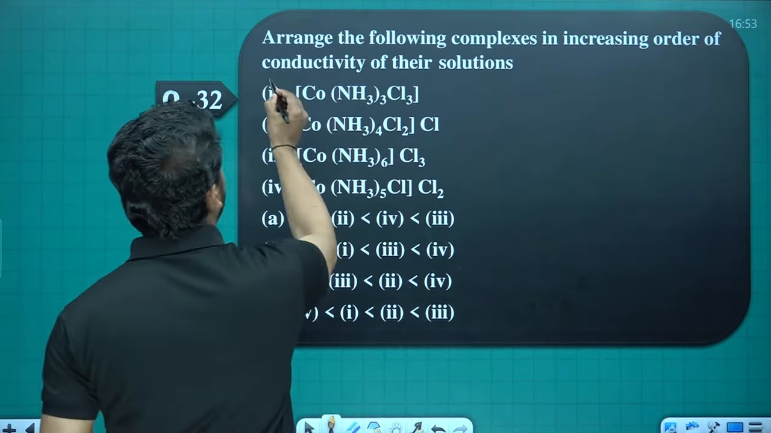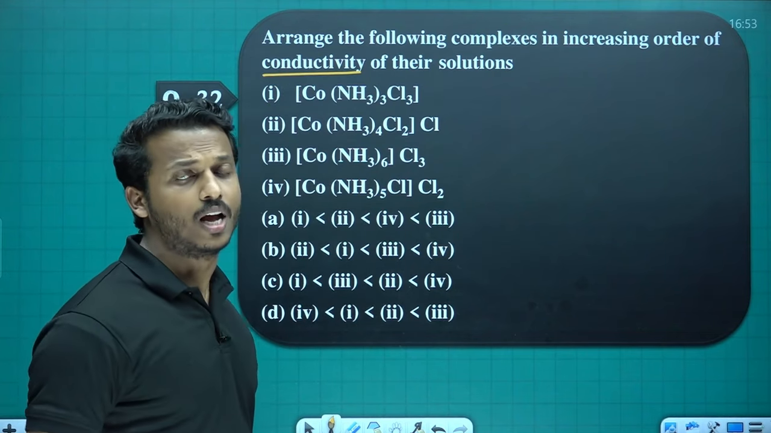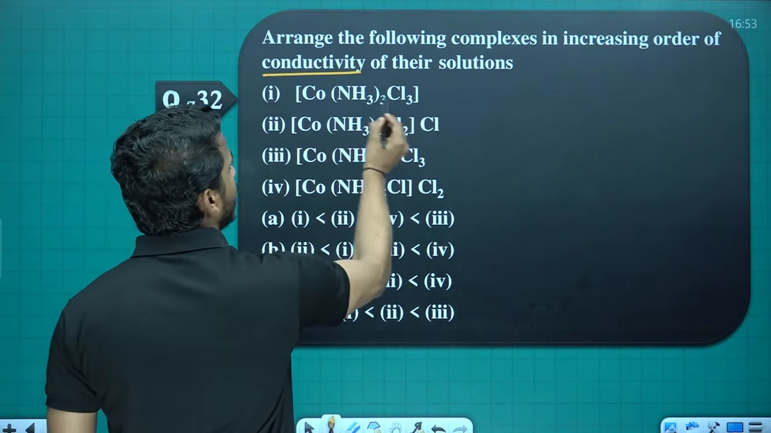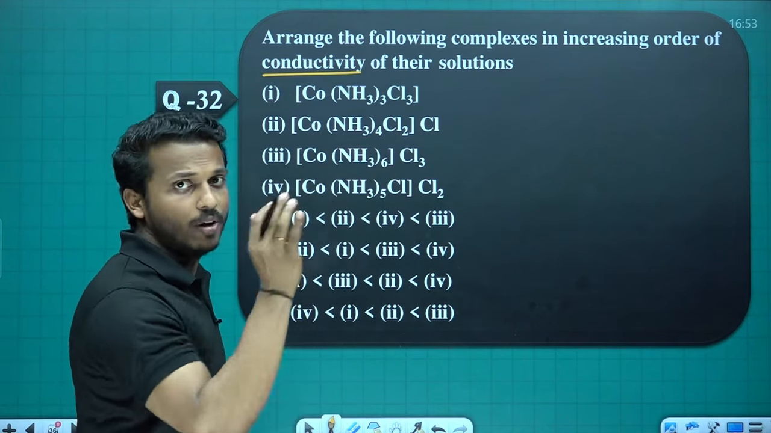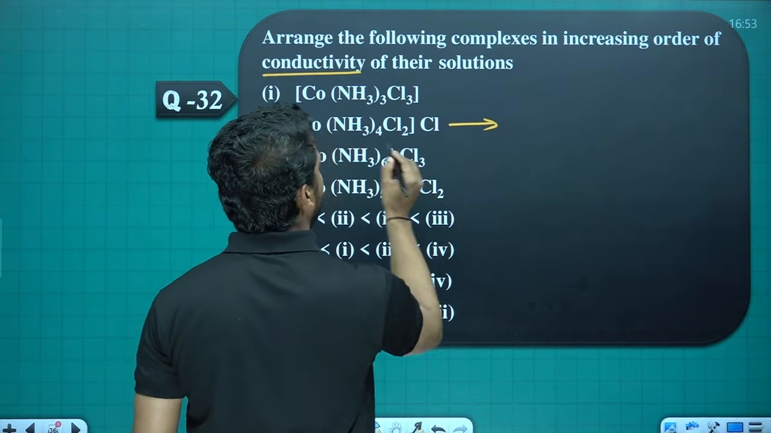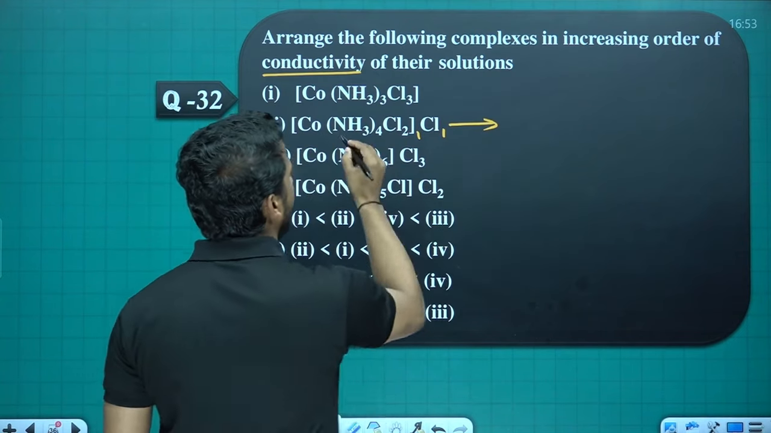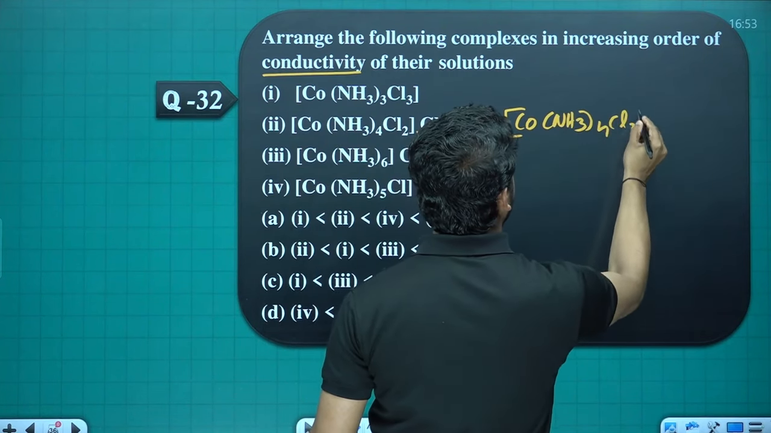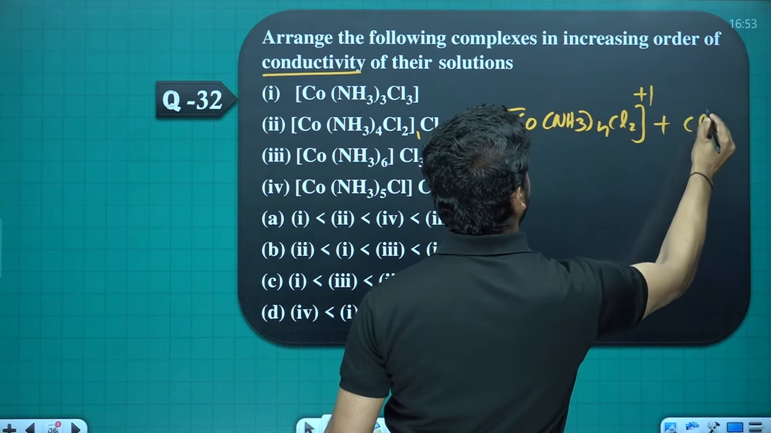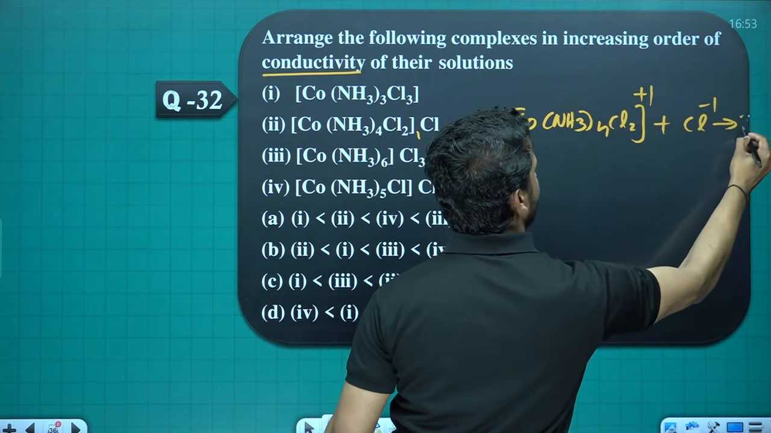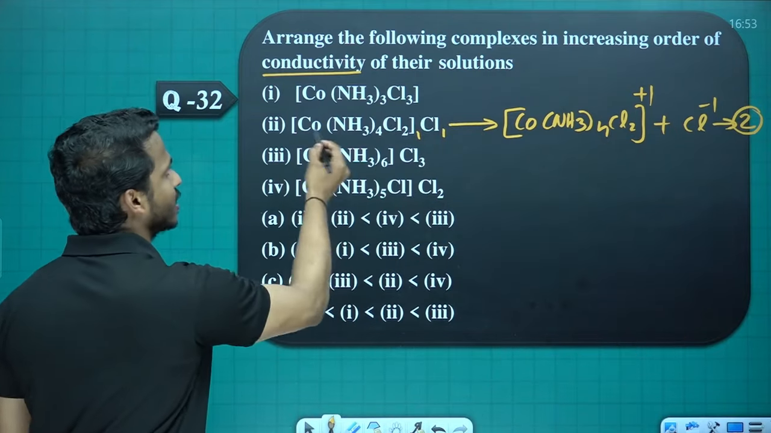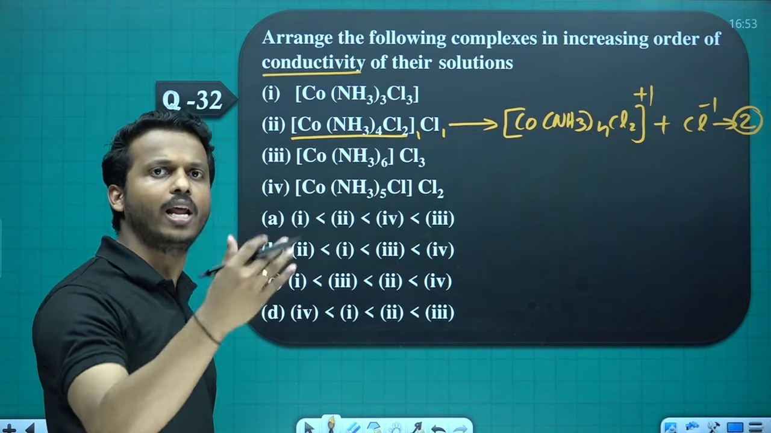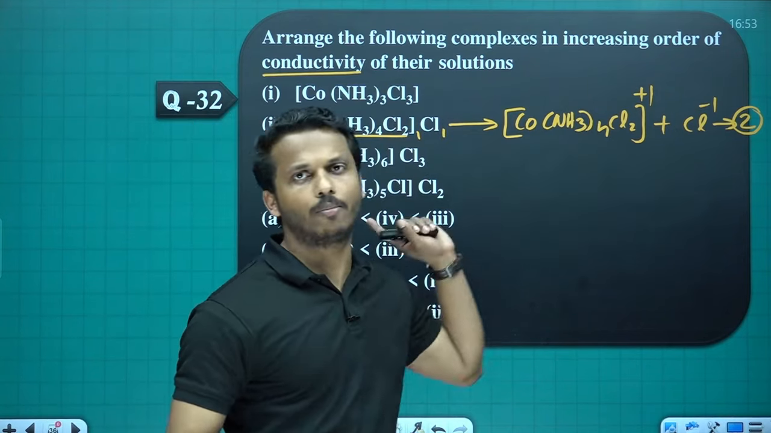Arrange the complexes in increasing order of their conductivity. Already we discussed that the one which is giving more number of ions can conduct more electricity. See, this is only a coordination sphere. It won't give any ion. And this complex is just like NaCl. This complex is [Co(NH3)4Cl2]+ and Cl-, 1 plus 1, total giving you 2 ions. Dear all, this is just like NaCl. You consider this one as Na, this as Cl. It will give you Na+ and Cl-, like that, this plus this Cl-, that's it.